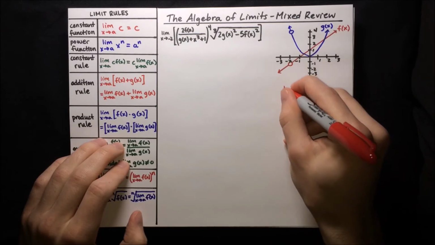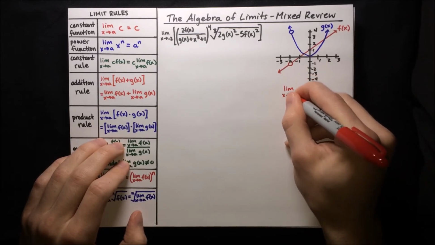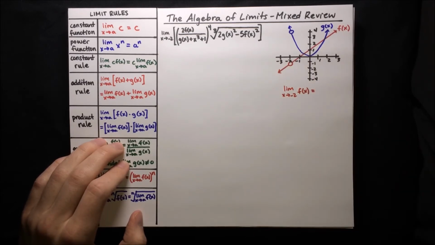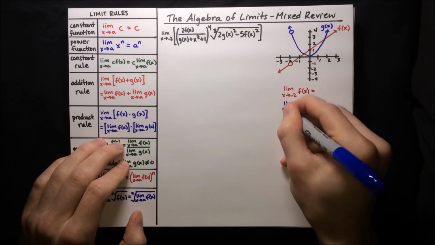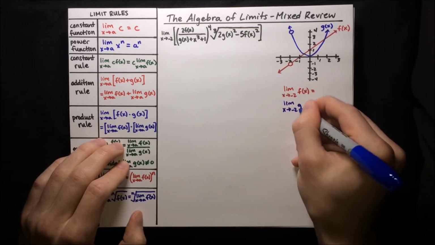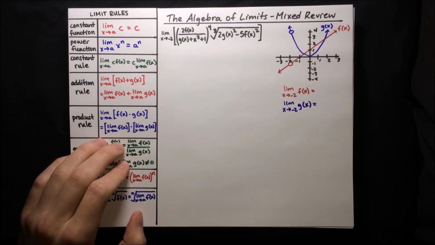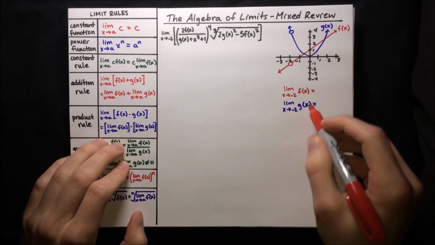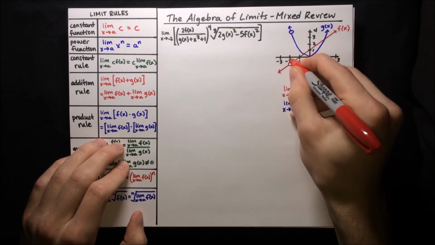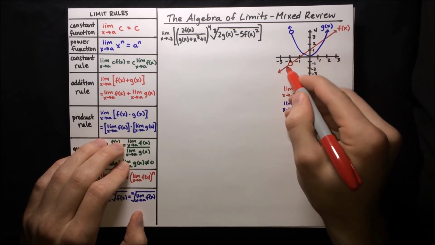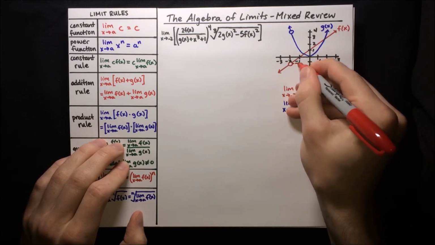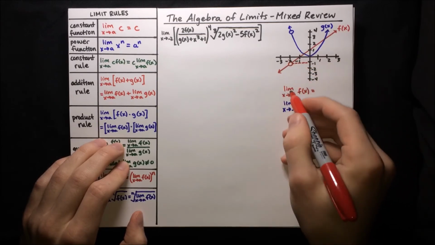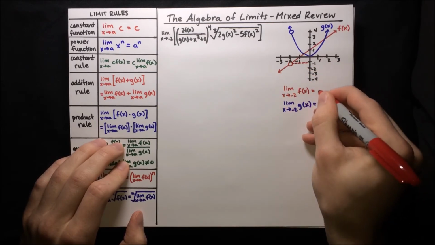We want to find the limit as x approaches negative 2 of f of x, and we also want to find the limit as x approaches negative 2 of g of x. So looking at f of x first, that's this function here, just a straight line, and as x approaches negative 2, what does the function value approach? Well, it gets really close to negative 1, the first tick mark. So the limit as x approaches negative 2 of f of x is negative 1.